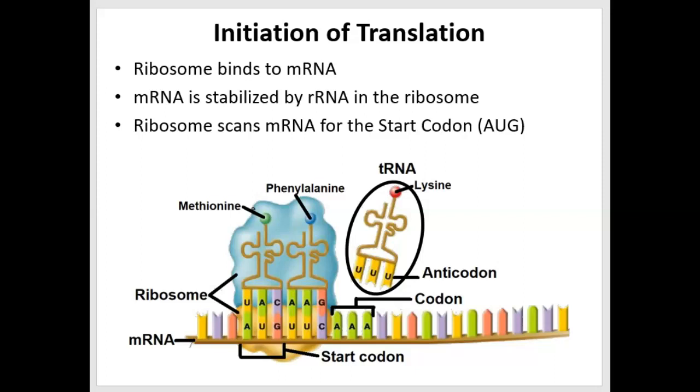So the process of translation is initiated when a ribosome binds to the messenger RNA. In this diagram, the ribosome is shown as 2 parts, yellow and blue. As the ribosome reads or scans the messenger RNA, it looks for a start codon. AUG is the start codon. The transfer RNA with a complementary anticodon, UAC, will then bind to the messenger RNA. The transfer RNA molecules bring in the appropriate amino acid.